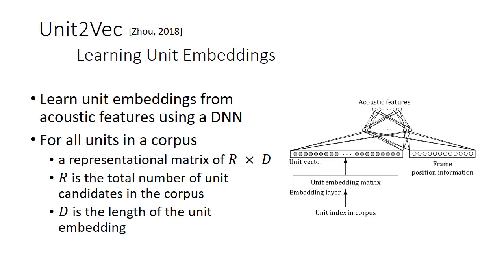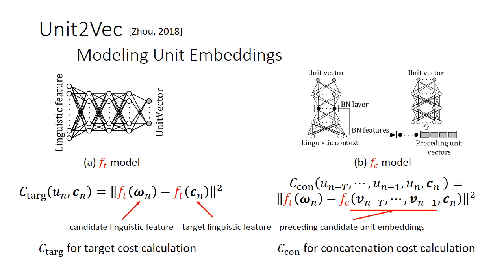After training, unit vector learns a representational matrix of R times D of all units in a corpus, where R is the total number of the unit candidates in a corpus, and D is the length of the unit embedding. Then, the representational matrix was used to train cost calculation functions.